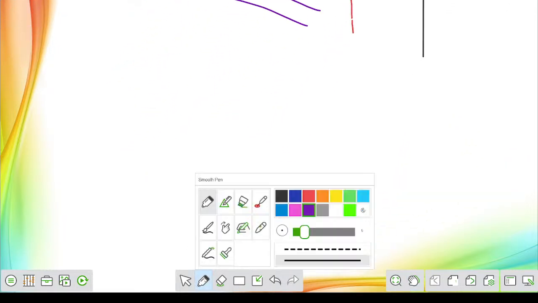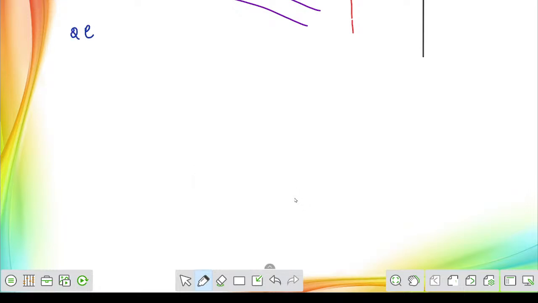Let us assume a signal is defined as 2 e power minus 2t into u of t, minus 4 e power minus 3t into u of minus t. If a signal is given like this, then how will you draw the ROC, sir?